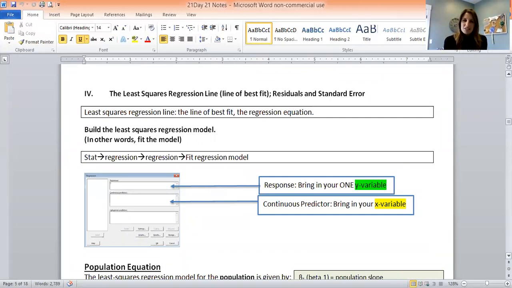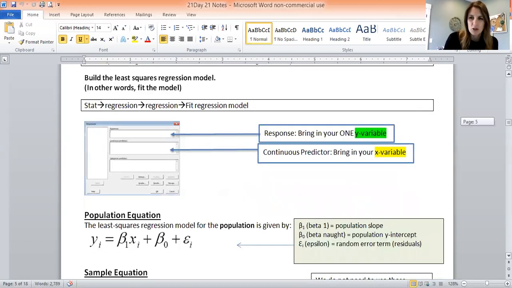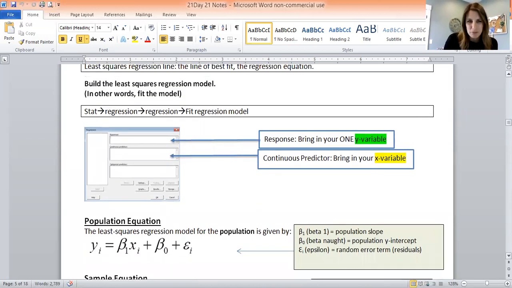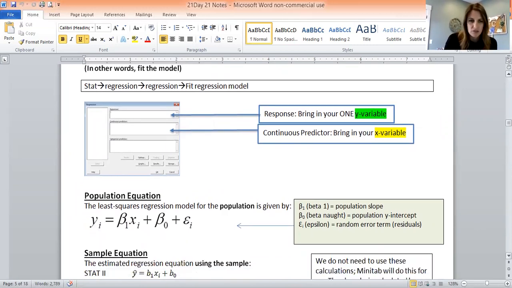The next thing we're going to look at is the least squares regression line. This is my line of best fit. Okay, so the line of best fit has the smallest error, the smallest residuals here. Okay, of course we don't have to calculate this by hand. I'm going to show you a few things. But Minitab will do all of this for us.